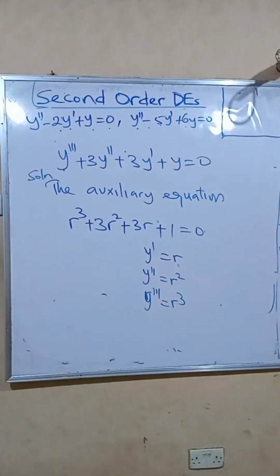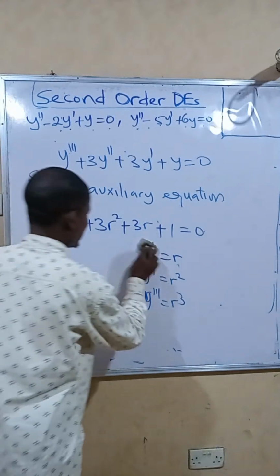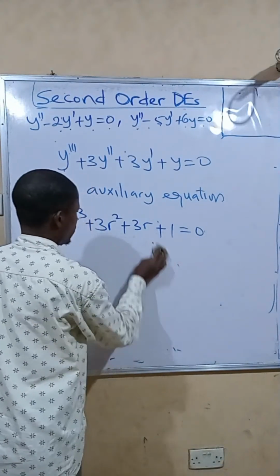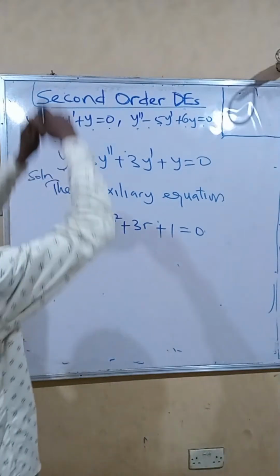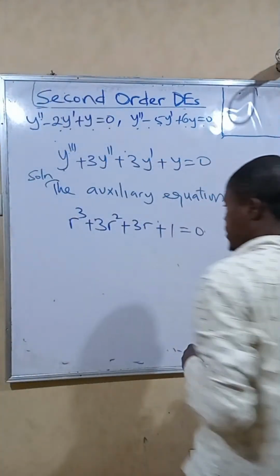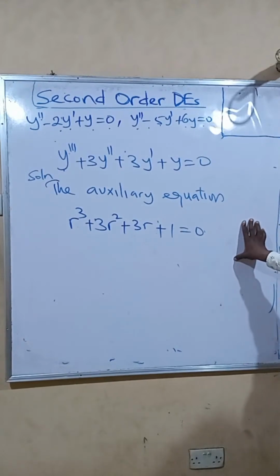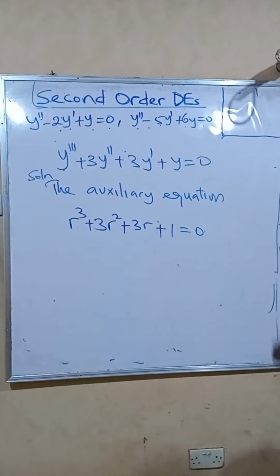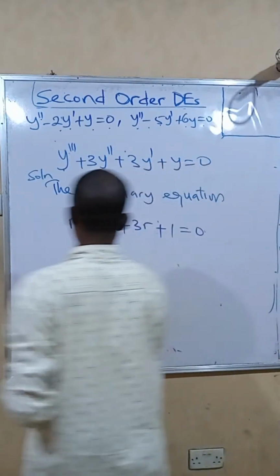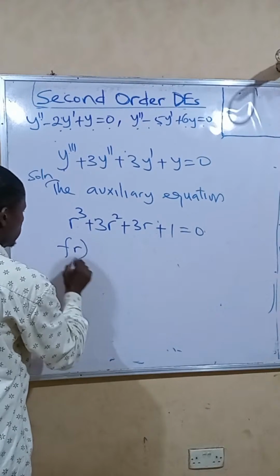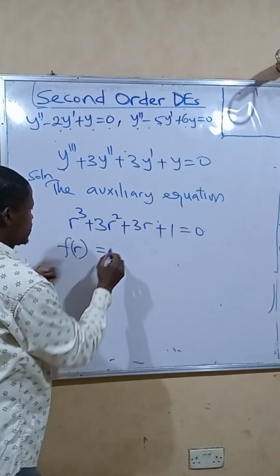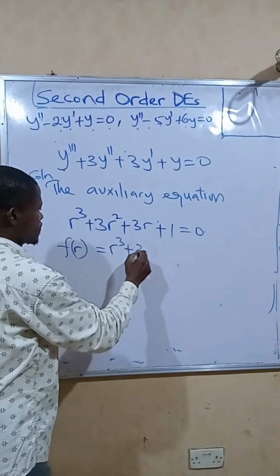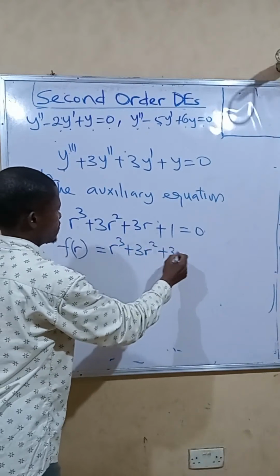Okay, but if you look at this now, this is a polynomial. You cannot factorize it. You can't factorize it. You're going to use the factor theorem, factor theorem with polynomial division to solve this. So what we are going to do, this is a function of r. Let's make it a function of r.